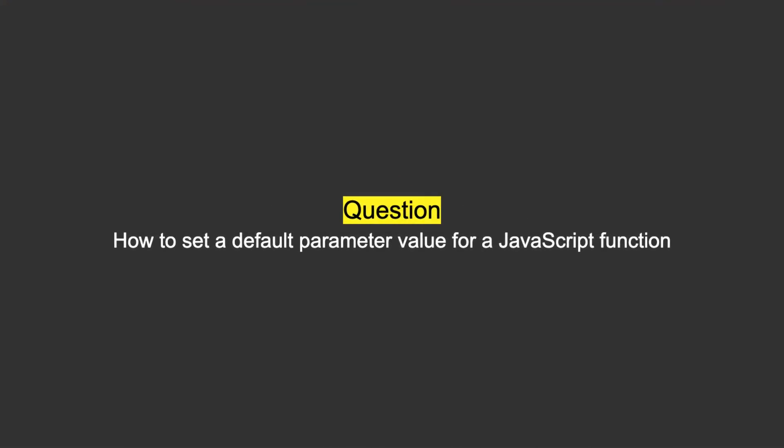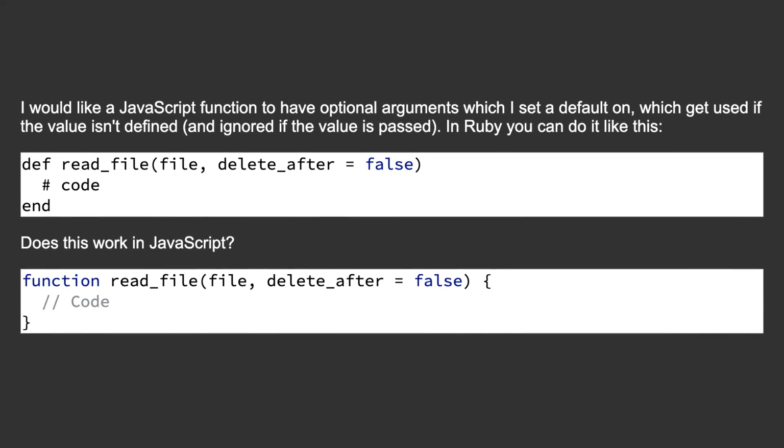How to set a default parameter value for a JavaScript function. I would like a JavaScript function to have optional arguments which I set a default on, which get used if the value isn't defined, and ignored if the value is passed. In Ruby you can do it like this. Does this work in JavaScript?